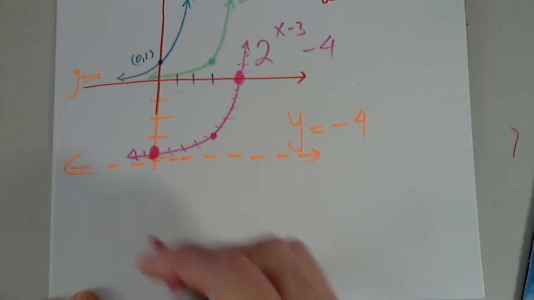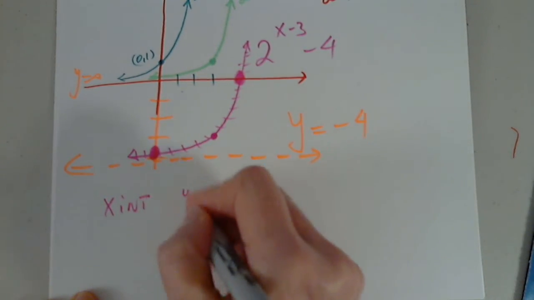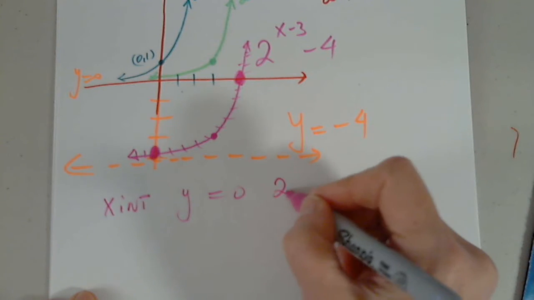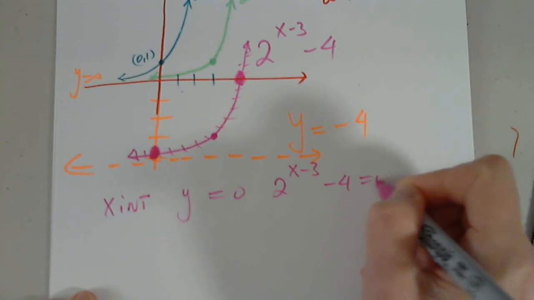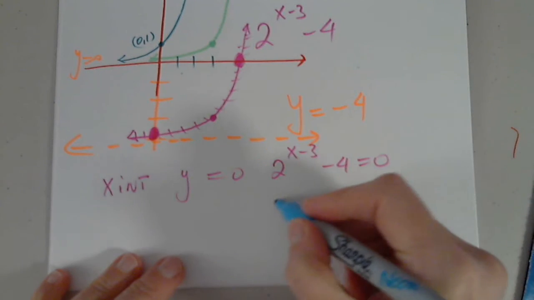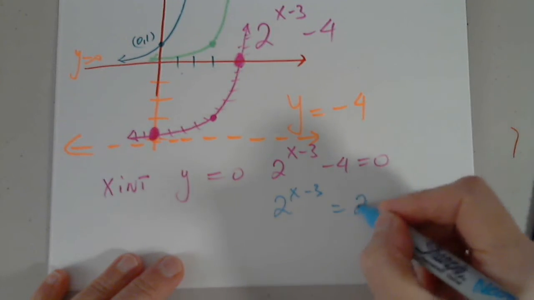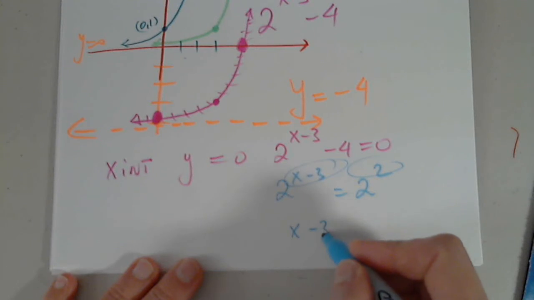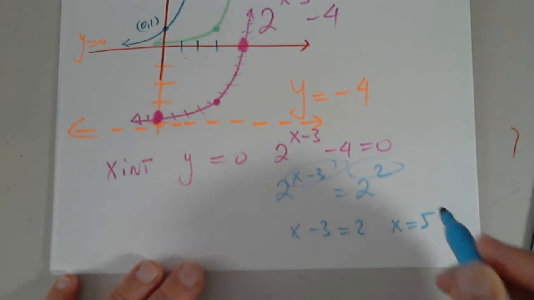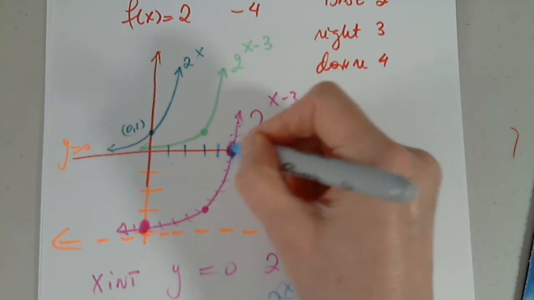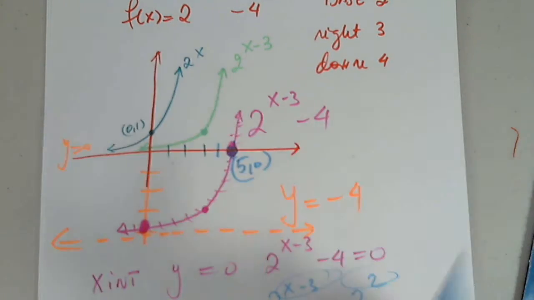For the x-intercept, I have to set y equal to 0. 2 to x minus 3 minus 4 equals 0. I know that this is an exponential equation and it's not a difficult one. I move 4, and also I can change 4 into 2 squared. And now I know this is an easy situation. x minus 3 equals 2, so x equals 5. So this point must be 5, 0.